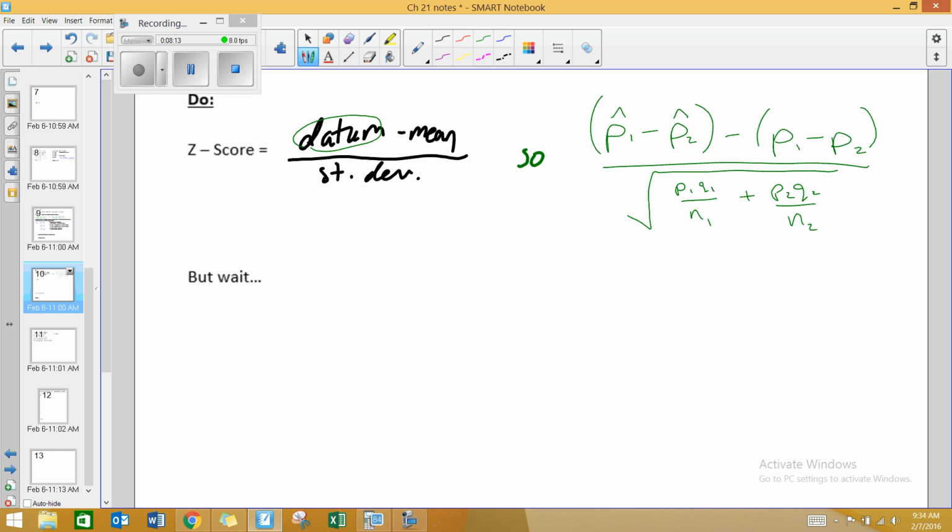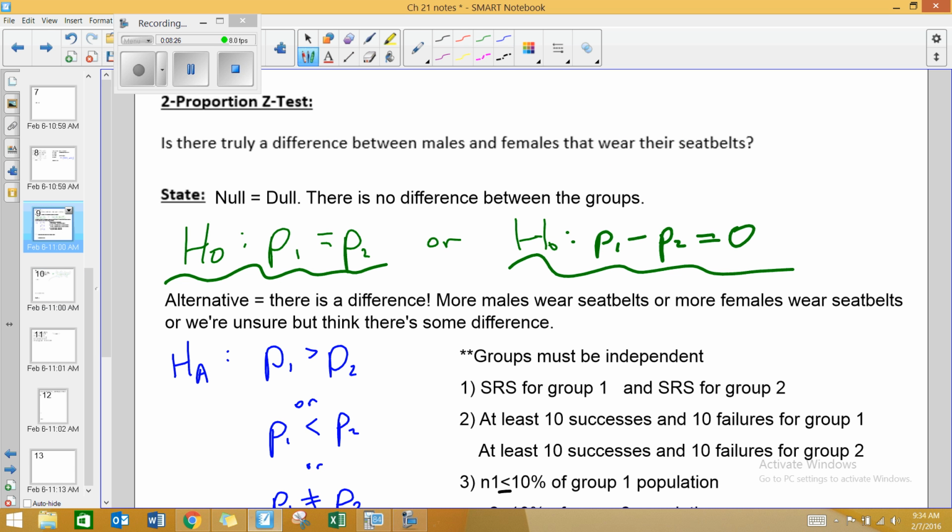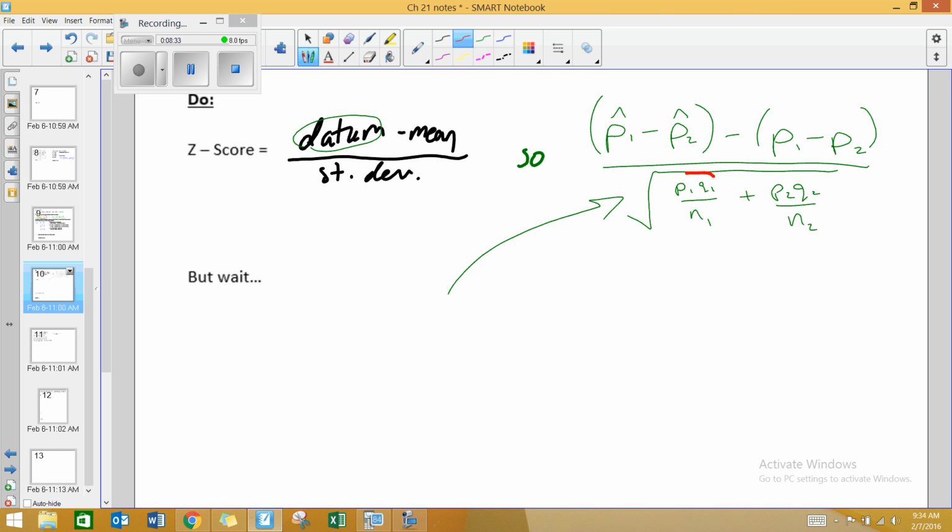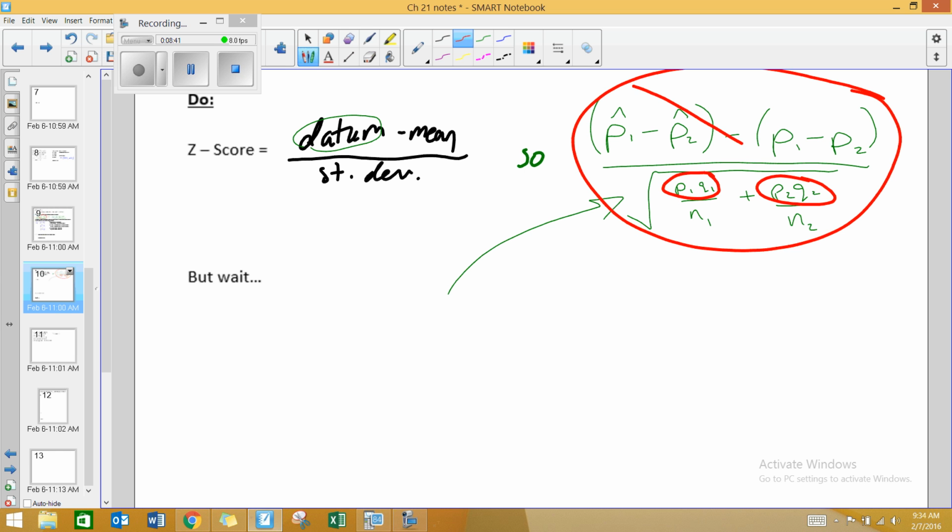There's a problem with that though. This standard deviation right here on the bottom, didn't we say in our hypothesis that P1 and P2 were the same number? So then why over here am I saying that this value and this value are going to be different? So it turns out this is not how we can calculate our z-score. So let me write this down. Here's how we're thinking about it.